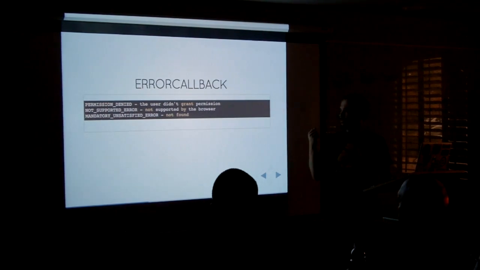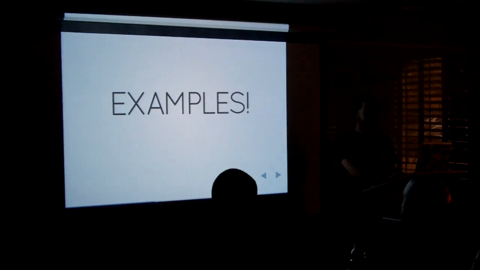It's pretty basic stuff. So these are the 3 different kinds of errors you can get. The user said nope, the browser can't do it, or you're requiring a camera and they don't have a camera. Pretty simple stuff. I think the one you're going to see a lot right now is the not supported error, but whatever. So let's do examples.